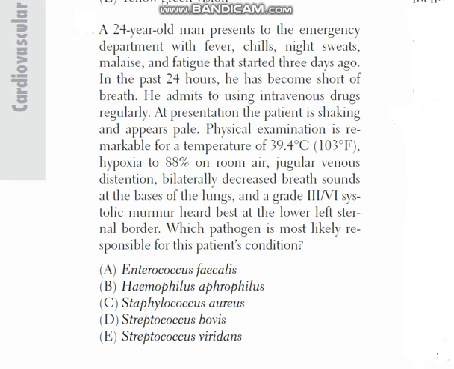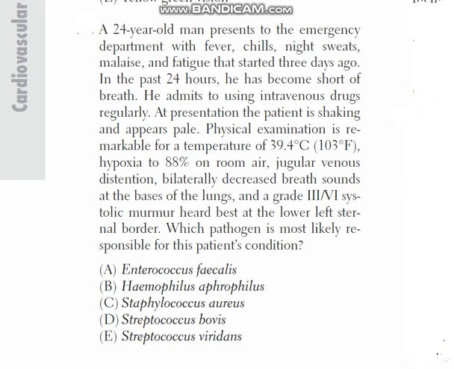Physical examination is remarkable for a temperature of 39.4 degrees C, hypoxia to 88% on room air, jugular vein distension, bilaterally decreased breath sounds at the base of the lung, and a grade 3 to 4 systolic murmur heard best at the lower left sternal border. Which pathogen is most likely responsible for this patient?